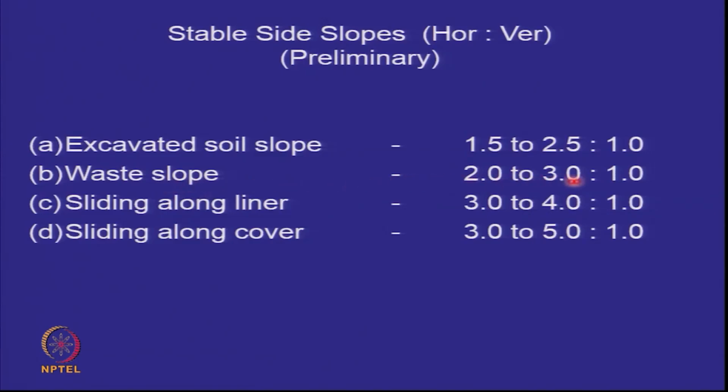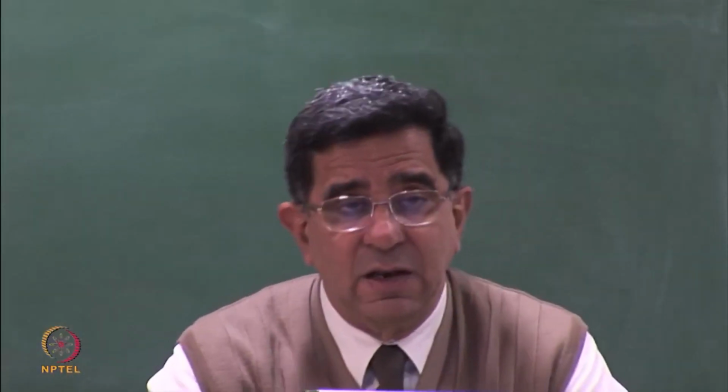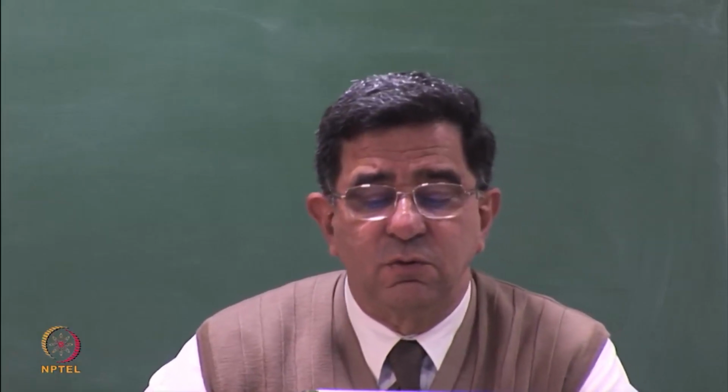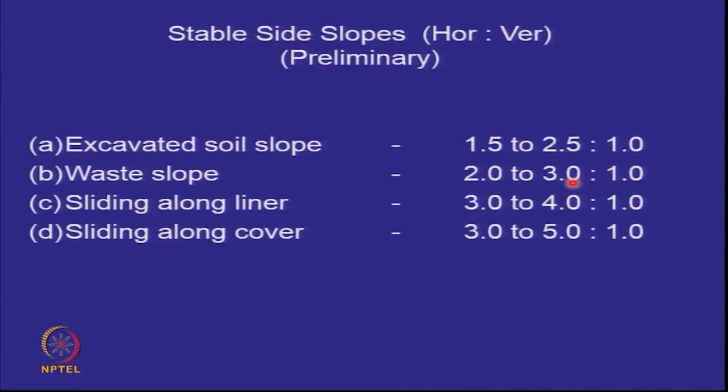In the intermediate cover slope, or the slope of the waste, which goes to a pretty high value as you close the phase, normally you use slopes of 2 horizontal to 1 vertical to 3 horizontal to 1 vertical. But sliding along the liner and sliding along the cover, the slopes are flatter. Typically for soil embankments, you will be handling slopes of 1.5 to 2:1.